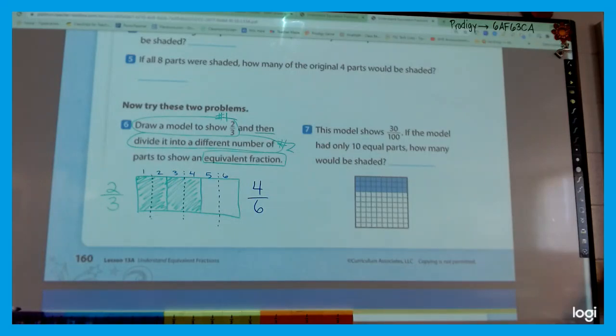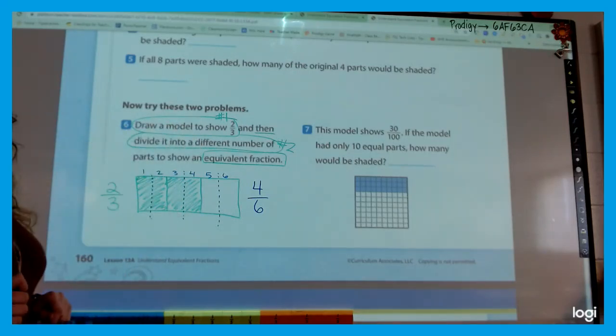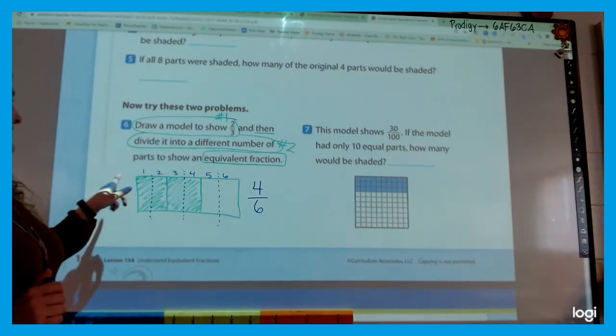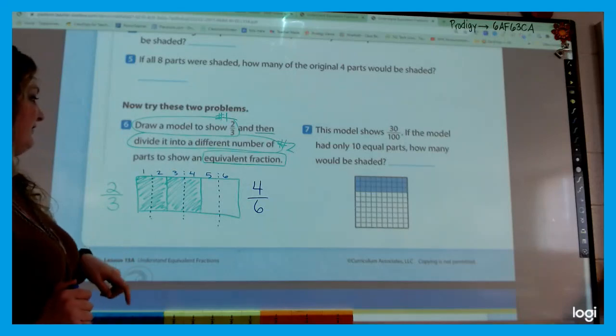So, let's see if we've answered our question. Draw a model to show 2/3. We did that first, right? And then divide it into a different number of parts to show an equivalent fraction.